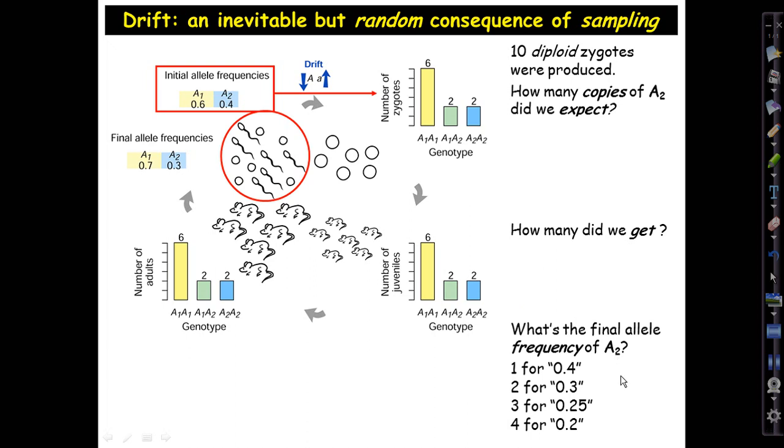And what's the final allele frequency of A2? The illustration here assumes that all of the zygotes turn into juveniles, all of the juveniles turn into adults, and the adults then get ready to make gametes, which will turn into zygotes to start the next generation. Their allele frequencies are 0.7 and 0.3, so the correct answer here was 0.3. That's easy. You can read it off the graph or just count up: 4 plus 2 is 6 over 20 is 0.3, 30% frequency of A2. So once again, drift in this small population has produced a large change in the allele frequencies, but in a random direction and for random reasons.